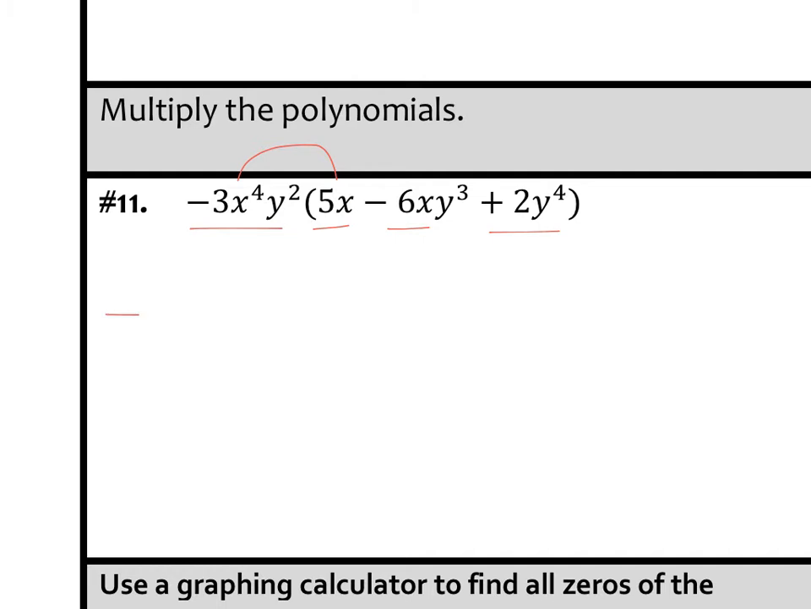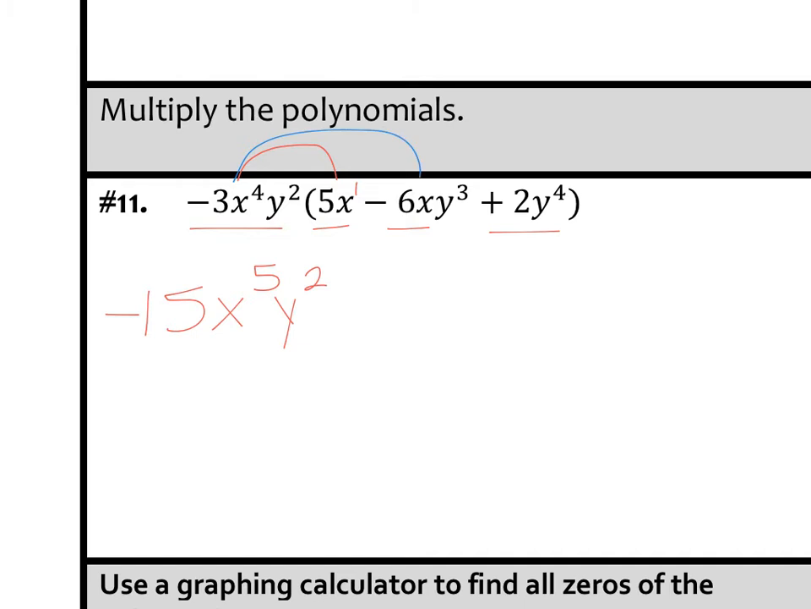-3 times 5 is -15. Then we have x to the 4th times an x to the invisible 1. So we will have x's and add the exponents together. 4 plus 1 is 5. We have a y squared, and there's no more y's, so we still have y squared.